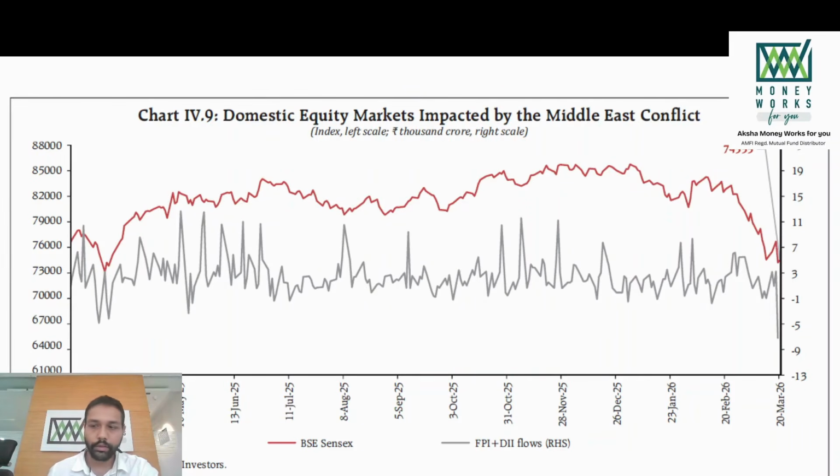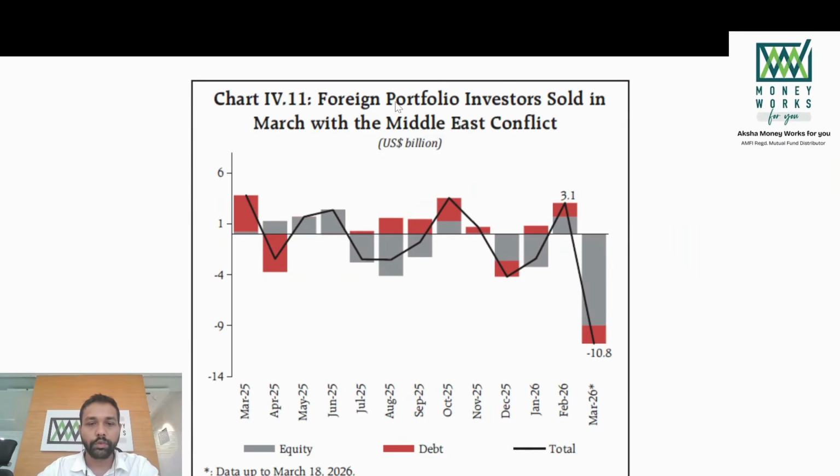Due to this war, there is clear selling happening. In the FPI and DII flow over here, you can see the lowest point in the last 1 year, in the month of March. The FPIs have also sold a lot in March. This is the last 1 year data, and you can see a net outflow of 10.8 billion, which happened in only 18 days of March. That is the highest selling done by foreign portfolio investors.